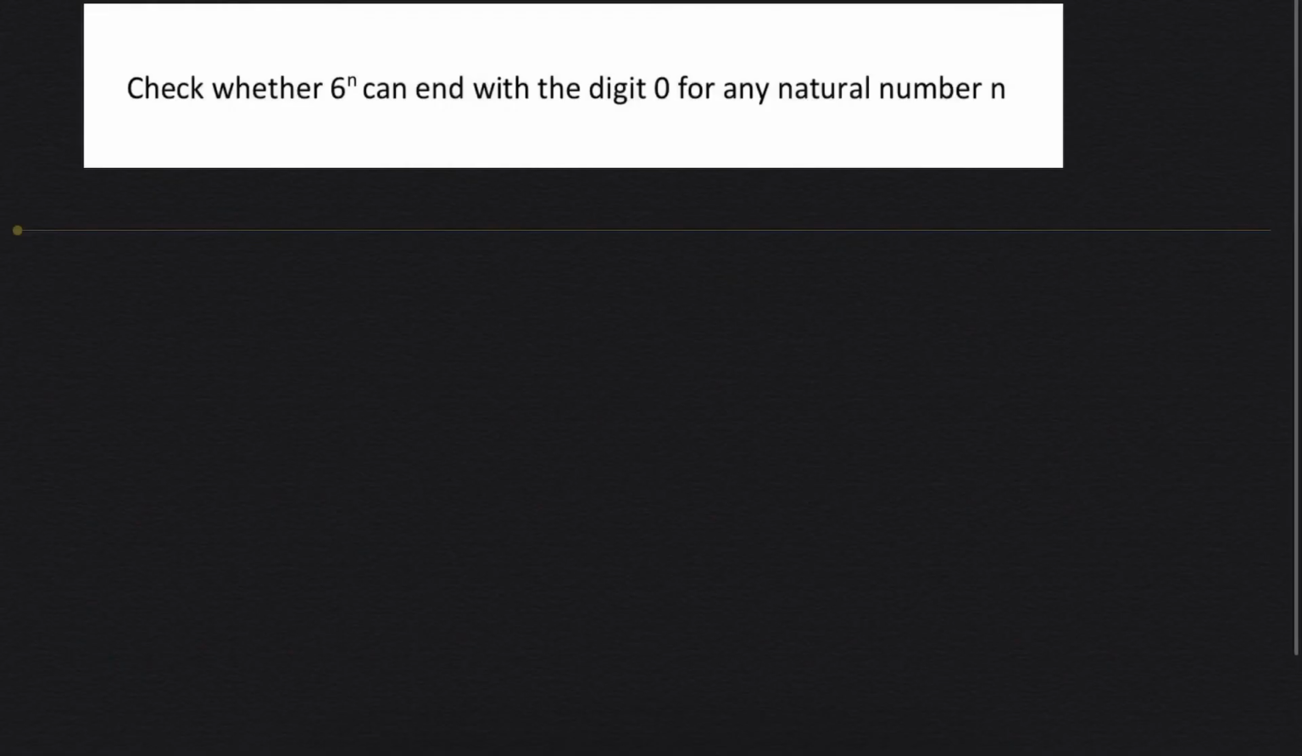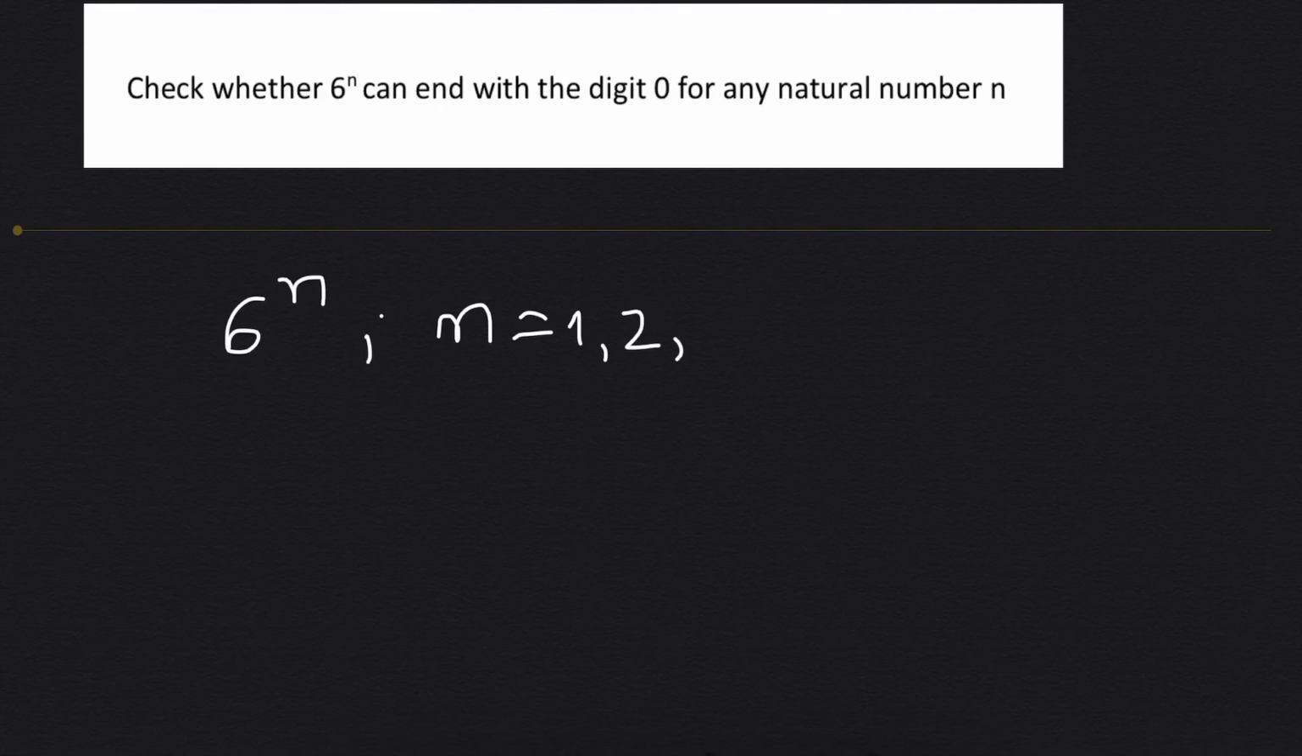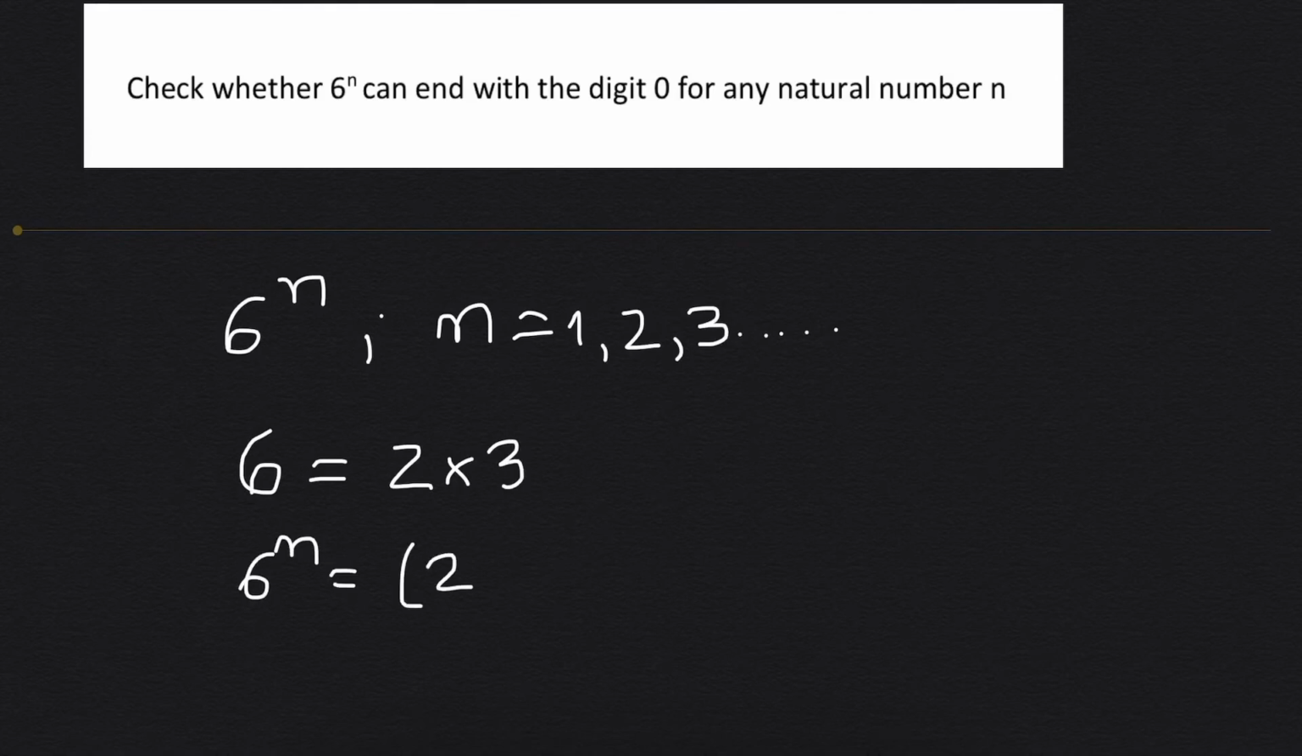Okay. Now let's take this question. Check whether 6 to the power n can end with the digit 0 for any natural number n. That means in 6 to the power n, if we put n is equal to 1, 2, 3, the result we get, the unit digit is 0 or not. Now see, if we do the prime factorization of 6, we get 2 into 3. Okay, for 6 to the power n, we have 2 into 3 whole to the power n.